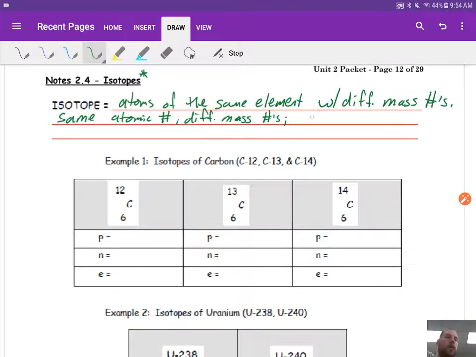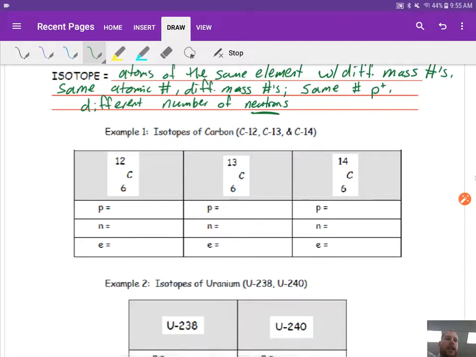Okay, so what that means for us, on a practical level, is that if the atomic number is the same, they have the same number of what particle? Protons. But if their mass number is different, what's the other particle that makes up mass? That's your neutron. So they have a different number of neutrons. Ions have different numbers of electrons. Isotopes have different numbers of neutrons.